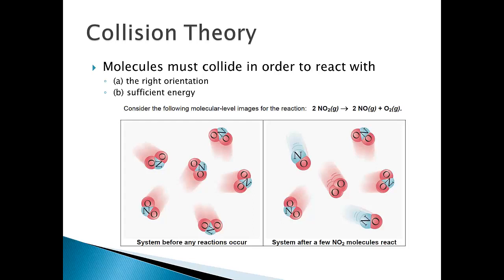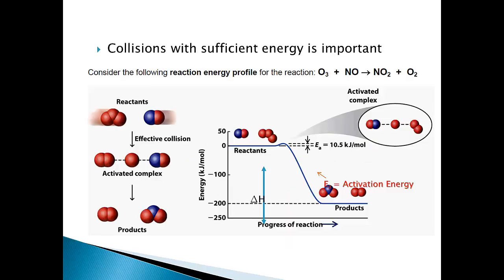You can just imagine them bouncing around in the container. So these are gas molecules bouncing around inside the container, and the actual molecules have to collide for our reaction to proceed. Now, we need enough energy. To get an effective collision, we need the right orientation, but we also need the right amount of energy as well. And this is going to be related to the activation energy to produce the activated complex.